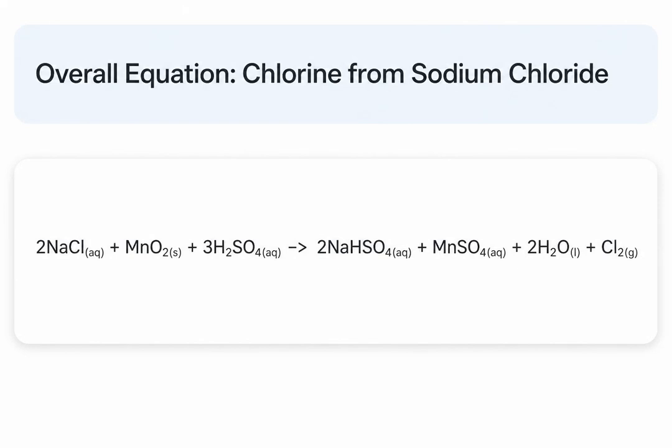When we combine those intermediate steps, we get this elegant overall equation. 2 moles of sodium chloride react with 1 mole of manganese dioxide and 3 moles of sulfuric acid.